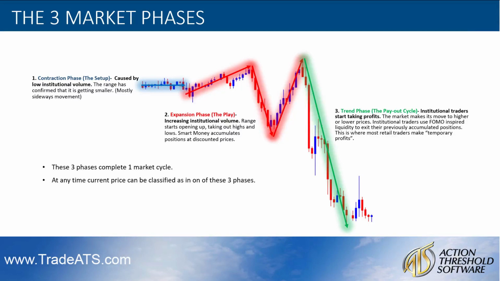At any time, current price can be classified as being in one of these three phases, like we showed you with the chart before. That sideways movement, if you can find the tightest part of the range, is normally going to happen in between sessions. This could be in between the close of New York and the opening of Sydney and Tokyo. You can see that's where you've got low institutional volume. That's typically where you're going to get that average price, that contraction phase, through that time.